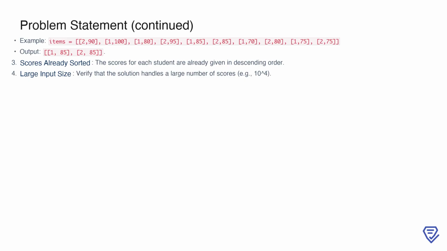For student 2, their scores are 90, 95, 85, 80, 75, and the average is also 95 plus 90 plus 85 plus 80 plus 75, //5, which equals 85. The final output is [1, 85], [2, 85]. By considering these constraints and edge cases, we ensure the solution is robust and handles all scenarios efficiently.